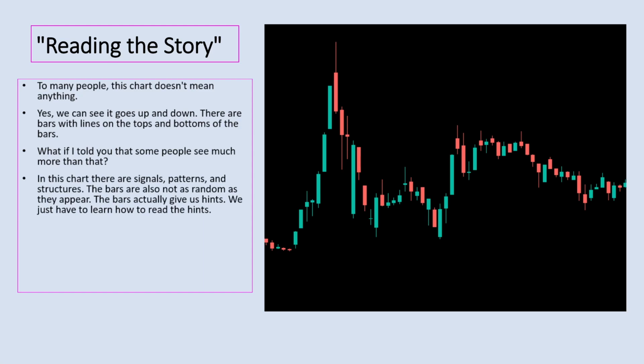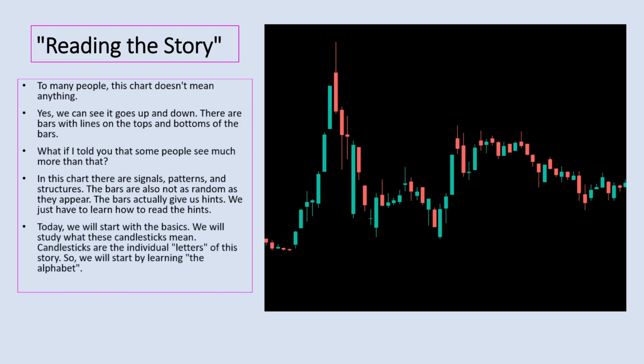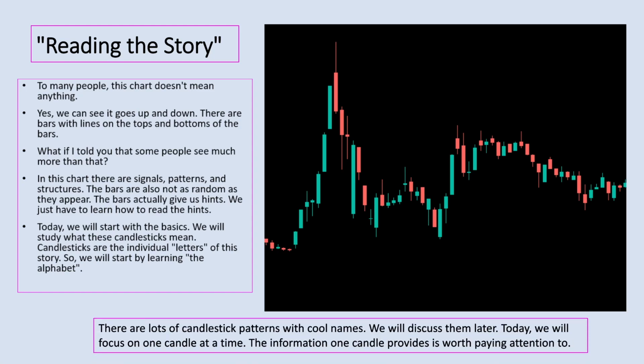The bars are also not as random as they appear. The bars actually give us hints. We just have to learn how to read those hints. Okay, today we'll start with the basics. We will study what these candlesticks mean. Candlesticks, you can think of them as the individual letters of this story, right? The chart is the story. So we'll start by learning the alphabet.